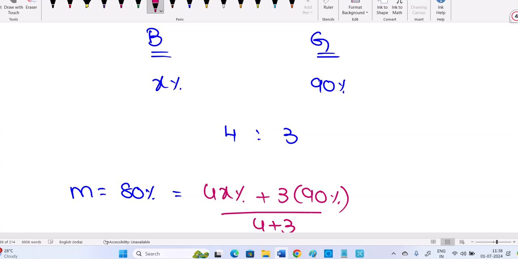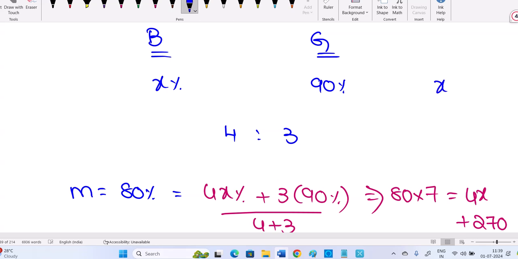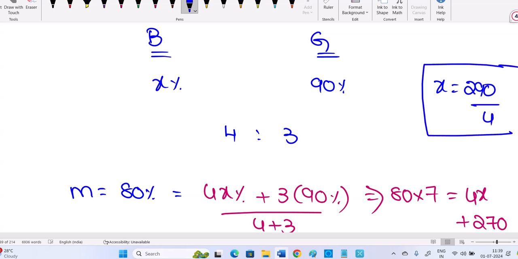See, percentage I can take common and cancel on both sides. Percentage in the numerator for both cases, you can ignore it. Now 80 into 7, 560. This is 4x plus 270. 560 minus 270, you got 290, divided by 4 is the x value, which is 72.5. Answer is 72.5.